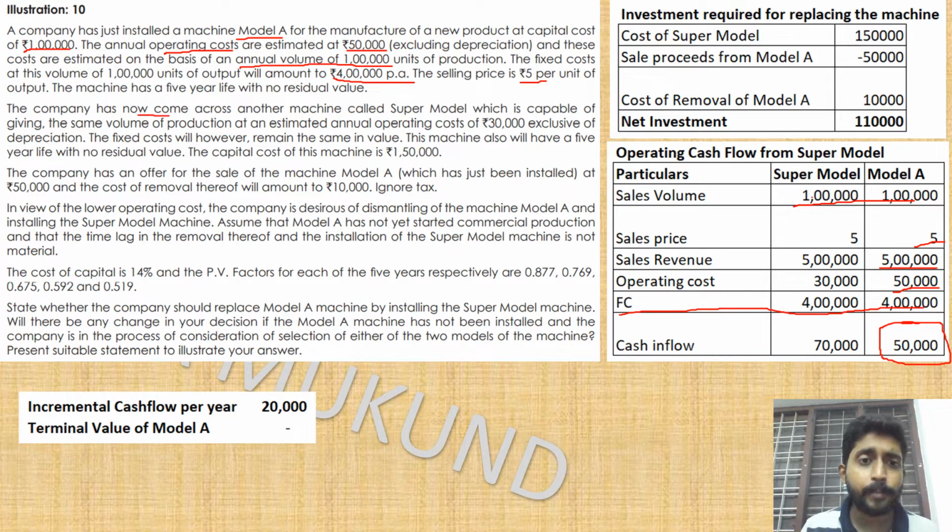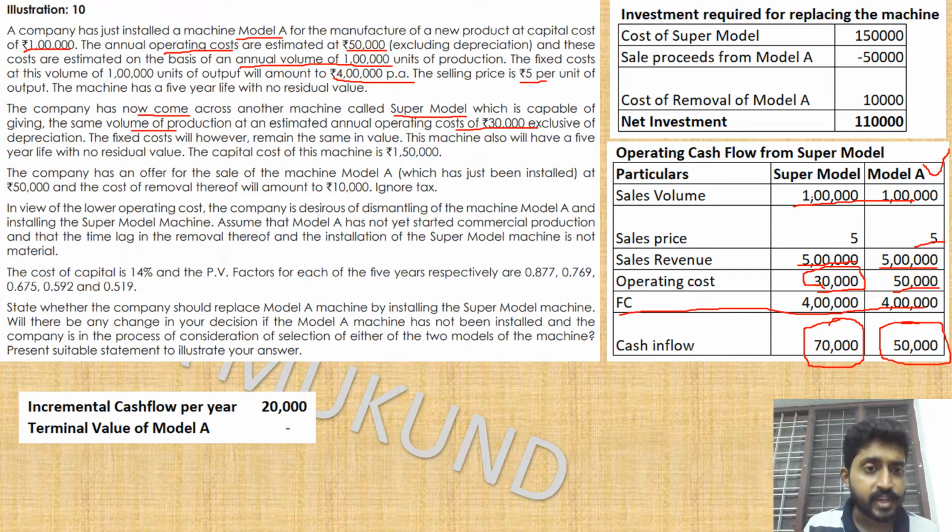The company has now come across another machine, the super model, which is capable of giving the same volume of production. The estimated annual operating cost is only 30,000. The selling price is the same, the sales revenue is the same 5 lakh, but the operating cost is less compared to model A. Fixed cost is the same as given in the question, and now you will have a cash inflow of 70,000. But just like that, we cannot decide, because the company has already purchased and installed model A. Now you have come across the super model.